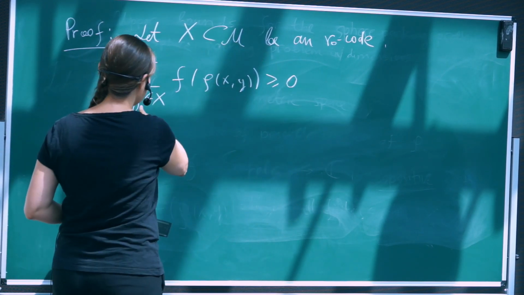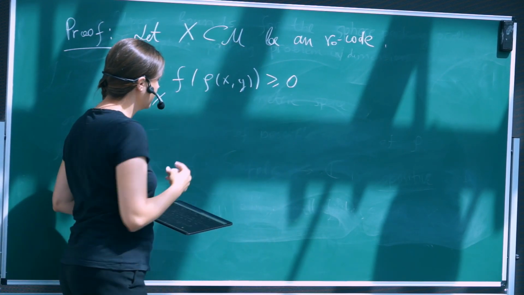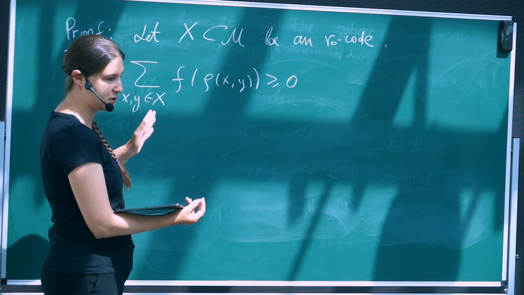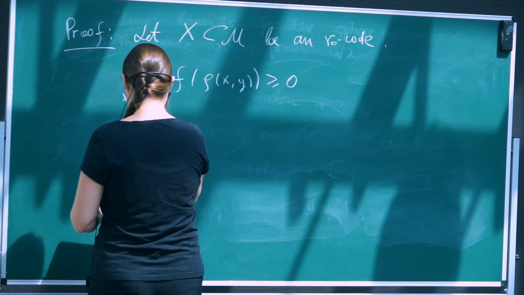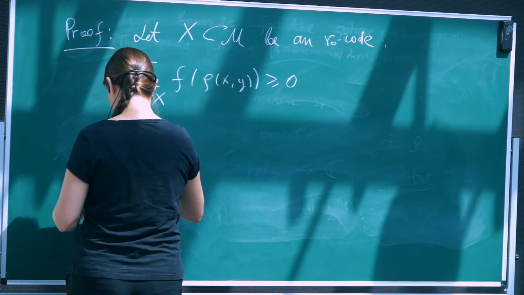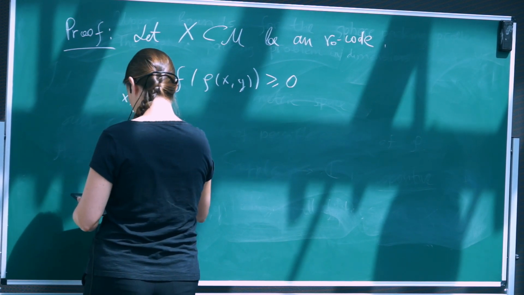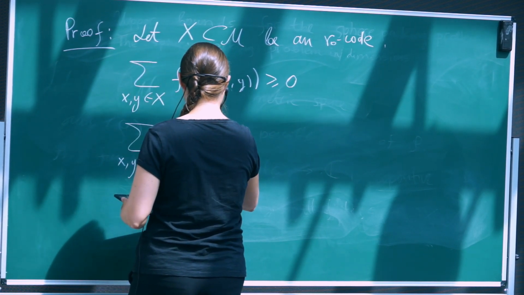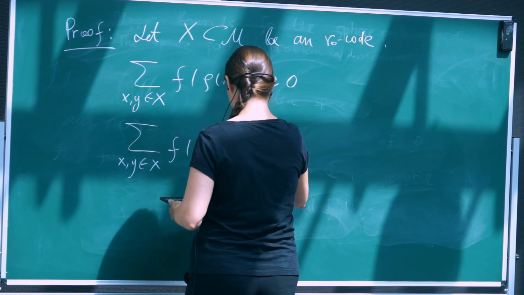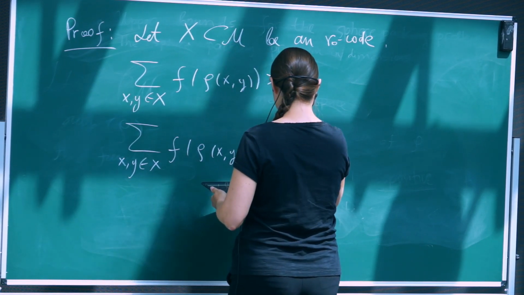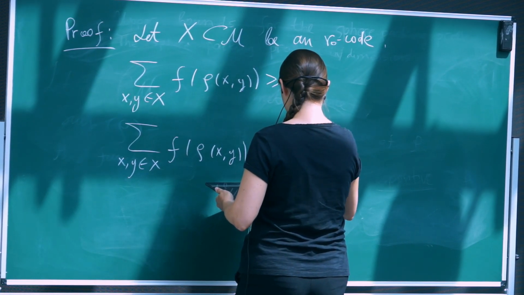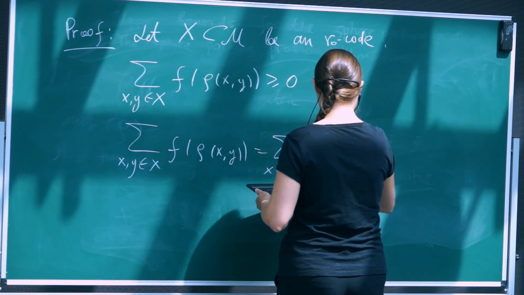So we know, okay, this is true because f is copositive. And now, on the other hand, what we can write is the following thing. Okay, so now we split our sum into two parts.